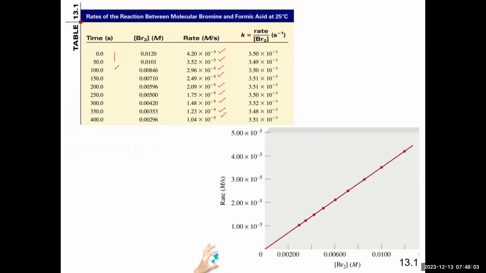As the time is increasing, 0 to 400, what is happening to the concentration of Br2? Check the data table. What is happening? Decreasing. What is happening to the rate? Check the data table. Rate. Check -5. Check these values. All of them are -5.